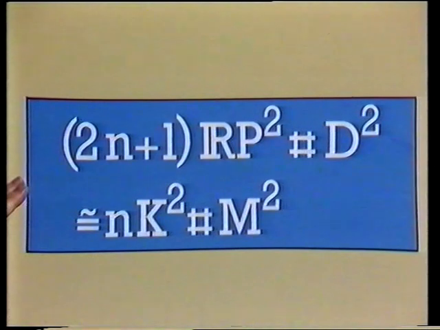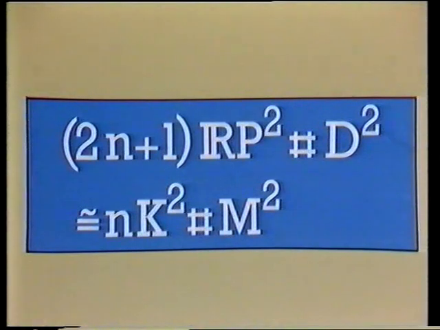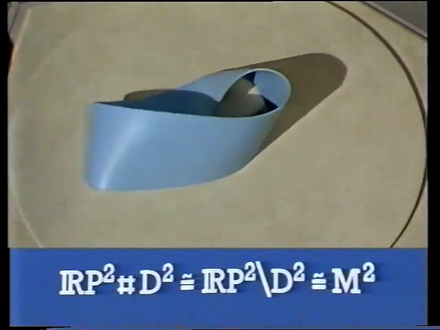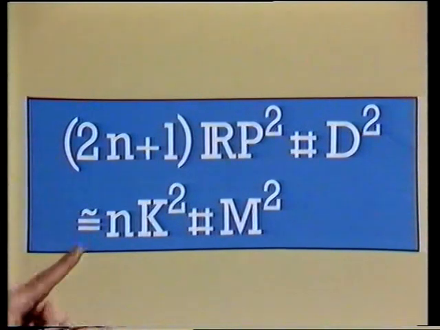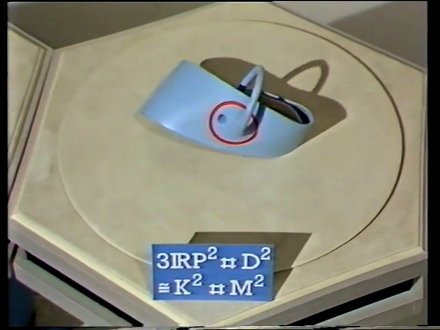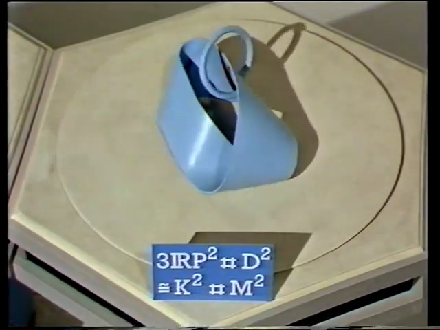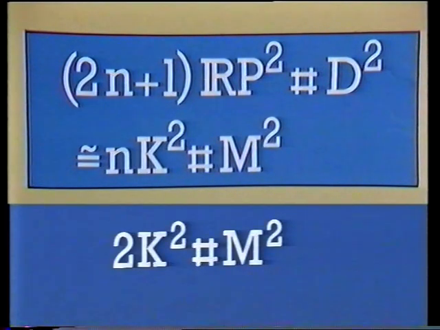Let's take the odd case first. n equal to 0 just gives a Möbius band. And I've already shown you this. Then n equals 1, giving 3 projective planes, is the sum of 1 Klein bottle and a Möbius band, which you've also seen before. And the remaining odd cases will be quite easy to visualize once we've shown you the next one in the sequence, n equals 2. The connected sum of a Möbius band with 2 Klein bottles.